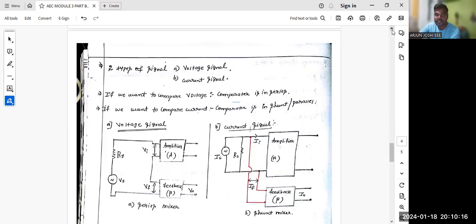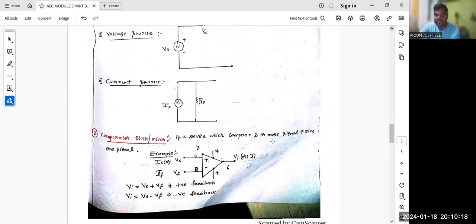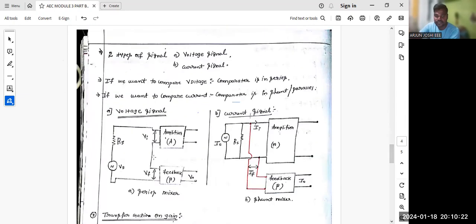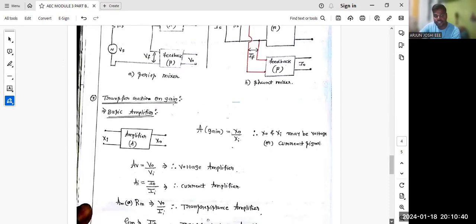I already informed you, you need to write it like this: VS and RS in series with the amplifier. So this is how you need to represent VS, RS, VI, VF, V0. Now for the current signal, it is parallel, the Norton theorem: IS, RS, and then here we need to take feedback. We need to give this feedback to the amplifier in parallel. Okay, now let's move on to the next one.